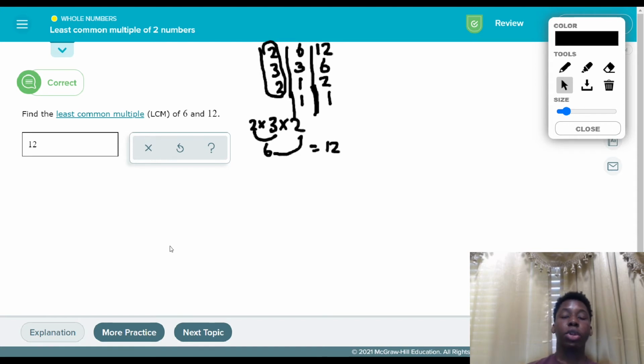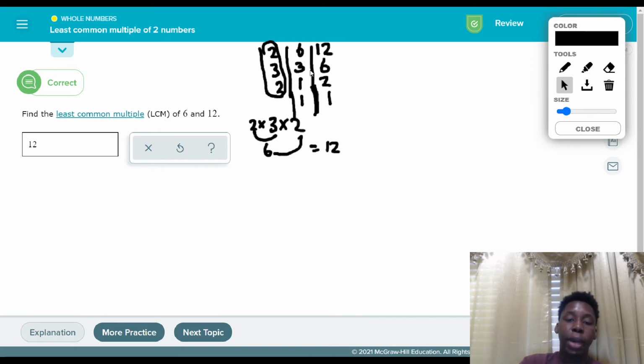What numbers are we going to be finding the least common multiple of? In this case the numbers were 6 and 12. I drew this table, the famous table, and I plugged in the numbers, 6 and 12, and asked myself, what numbers can divide 6 and 12? I drew this table because I want to find the least common multiple between these two numbers.